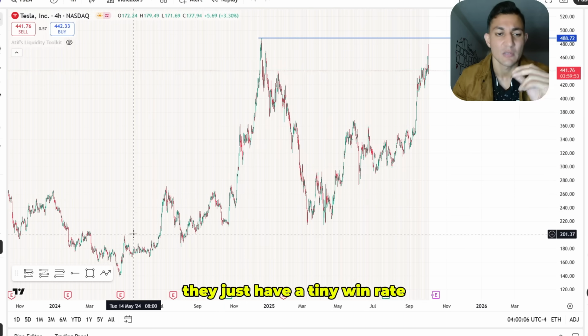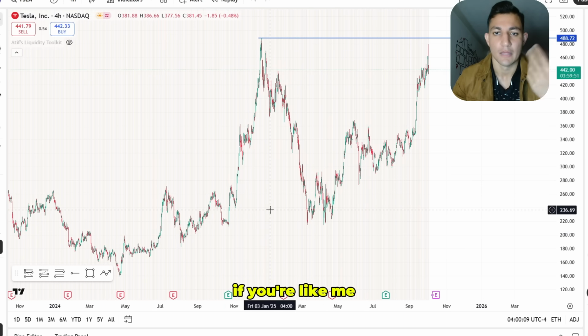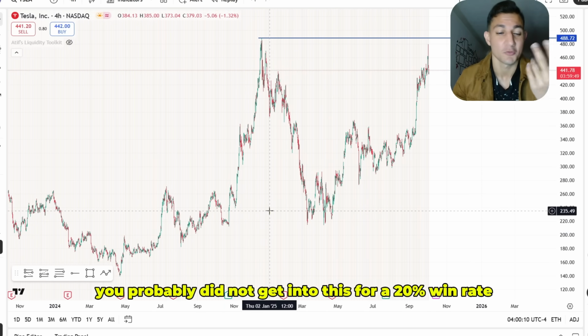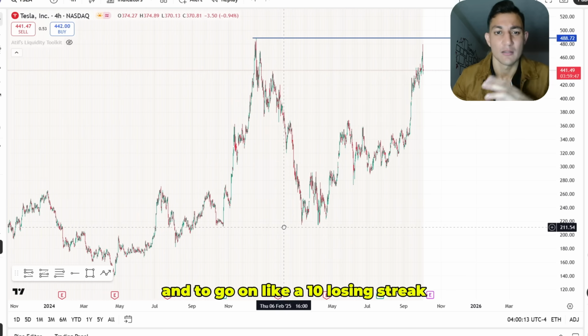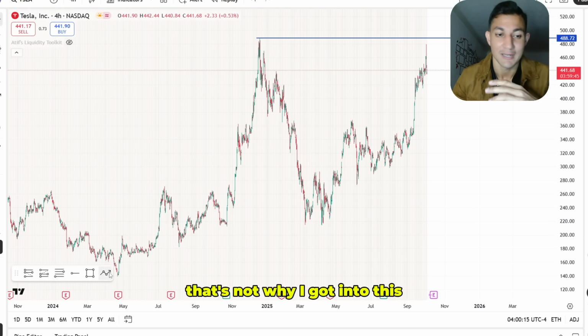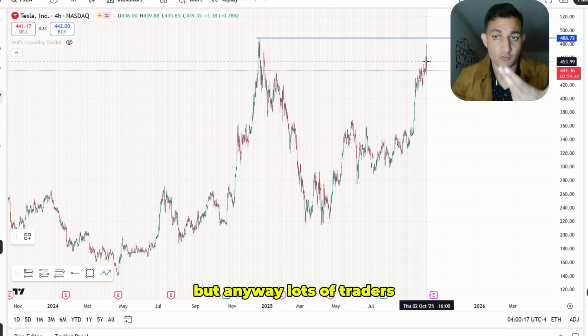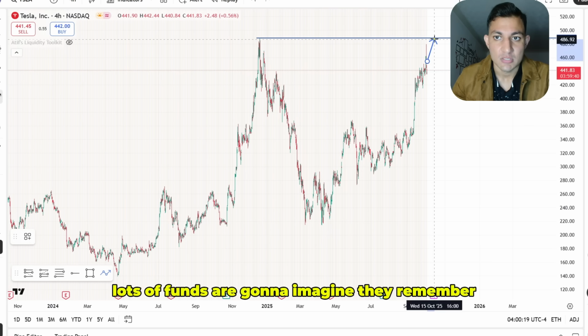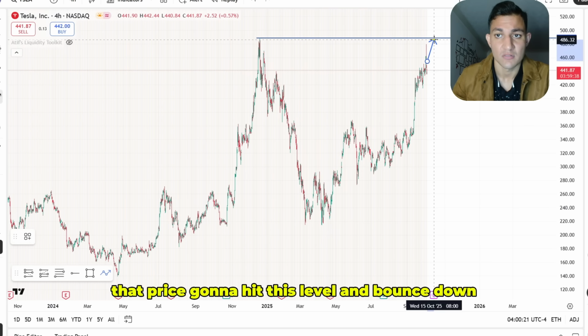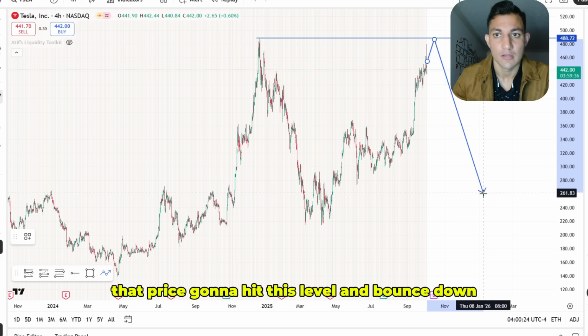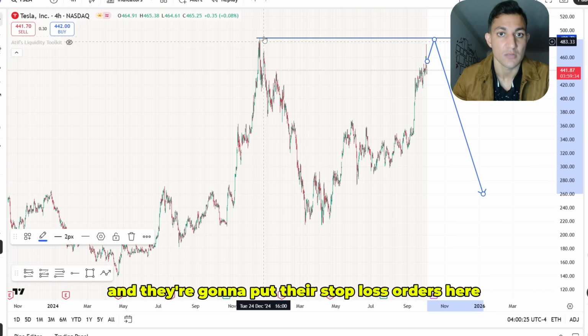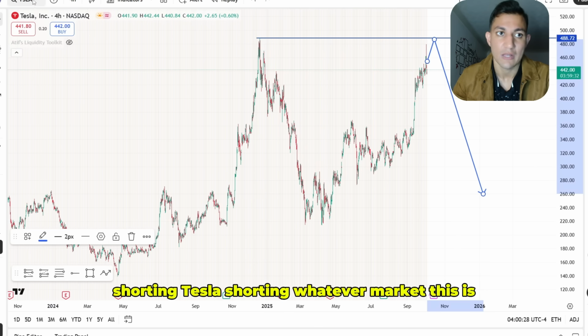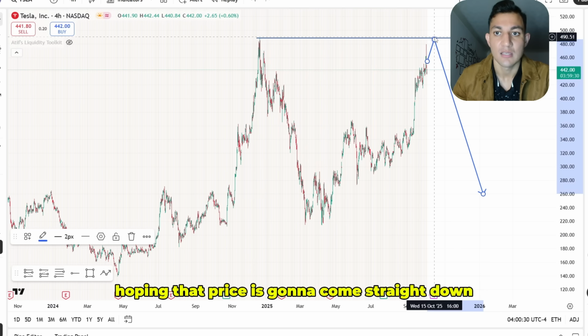They just have a tiny win rate, which, if you got into trading like me, you probably did not get into this for a 20% win rate and to go on like a 10 losing streak every week. That's not why I got into this. But anyway, lots of traders, lots of funds still believe in support and resistance, that price is going to hit this level and bounce down, and they're going to put their stop loss orders here, shorting Tesla, shorting whatever market this is, hoping that price is going to come straight down.